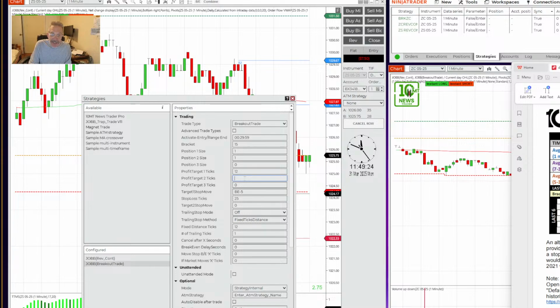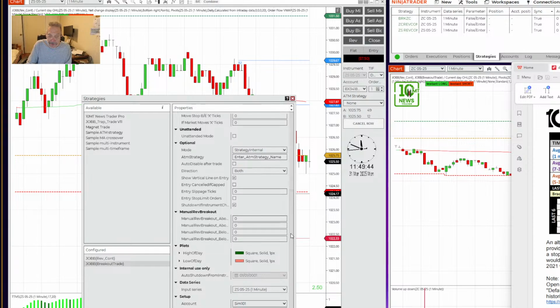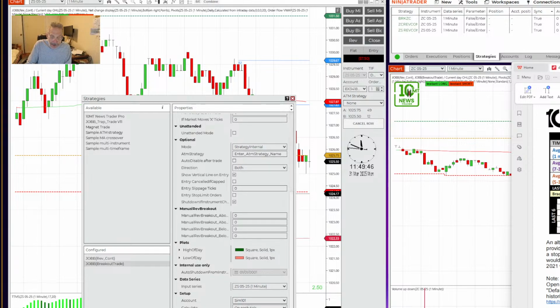I have seen quite a few reversals on these trades. The stop is 25, and I'm going to use a break even -5 on the target 1 stop move. All right. And I'm going to call it breakout ZS. Breakout ZS.